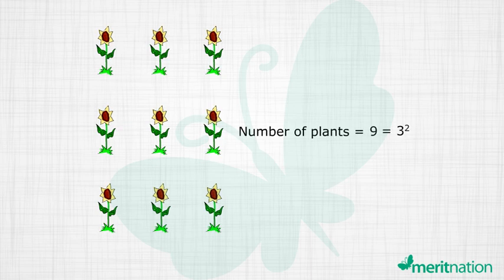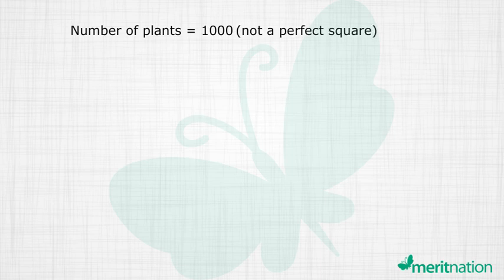And this is the logic that we need here. The gardener has 1000 plants. He has to plant them in such a way that the number of rows and the number of columns remains the same. Now what we need to do is see if 1000 is a perfect square or not. Very clearly it is not. So the number which should be added to 1000 to make it a perfect square is what our answer is.